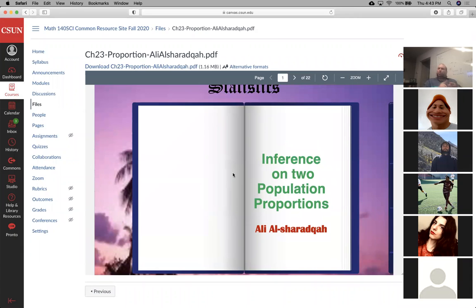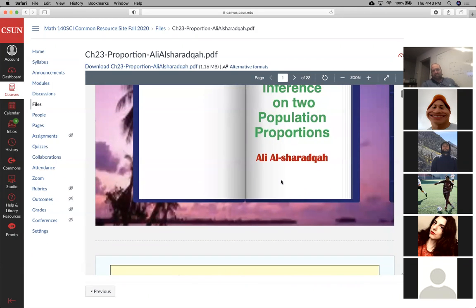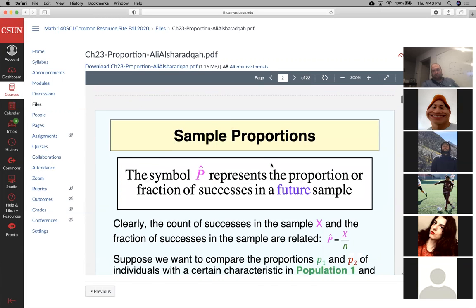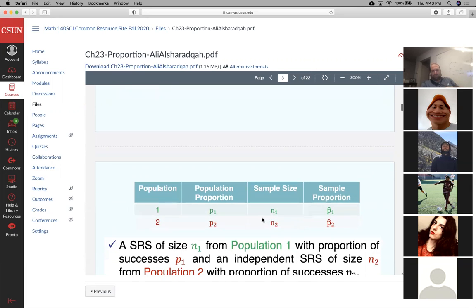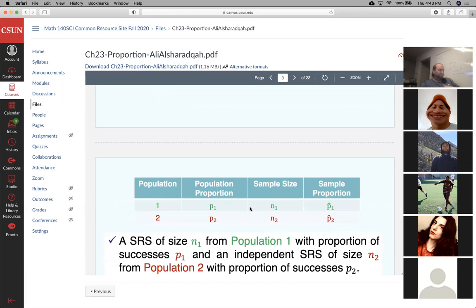We did one proportion, we did one mean, we're doing two proportions and two means. So this is inference on two population proportions by Ali Al-Sharaka, my boss, or at least my superior. So we know that p hat represents the proportion of successes, p hat equals x over n, but now we have two populations, two samples, two numbers of successes, two sample proportions. So we're just going to label everything with subscripts: p1 and n1, p1 hat, p2 and n2, p2 hat. Everything is your standard subscript.